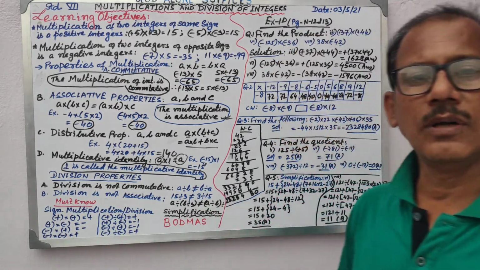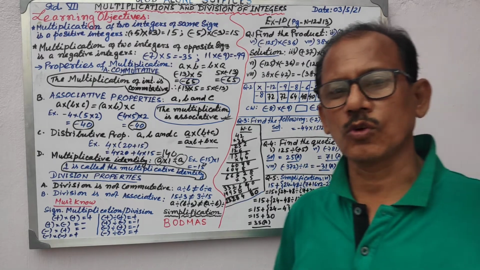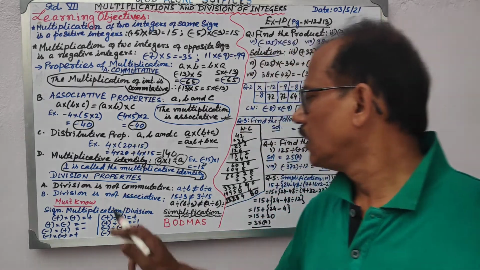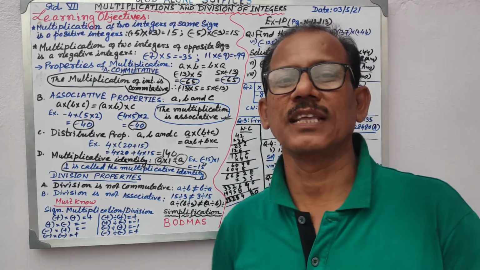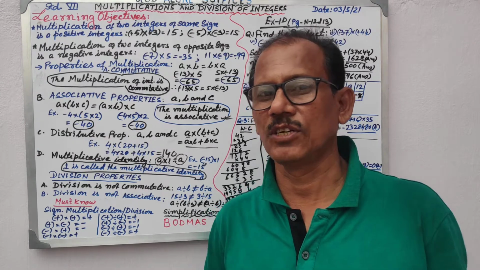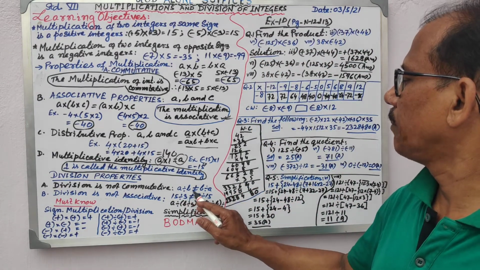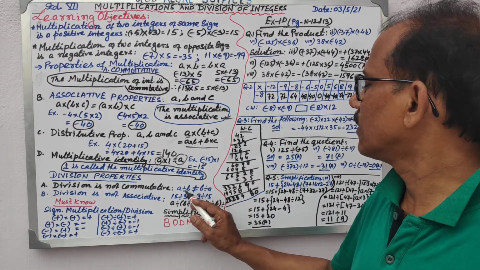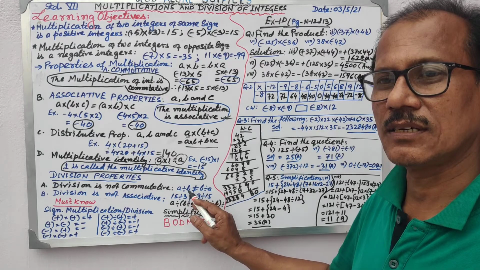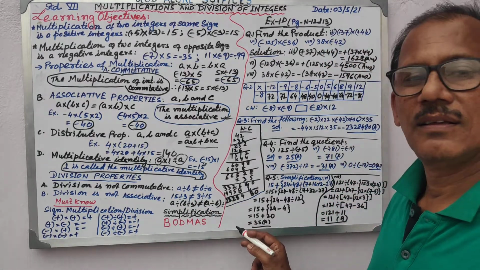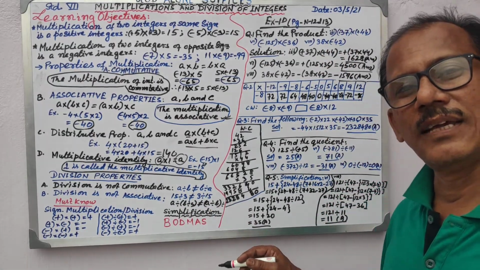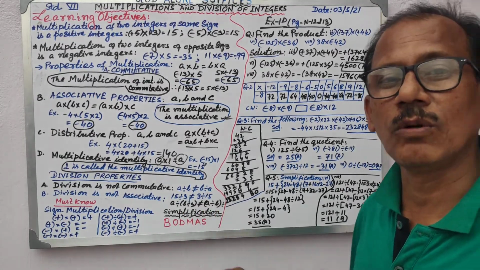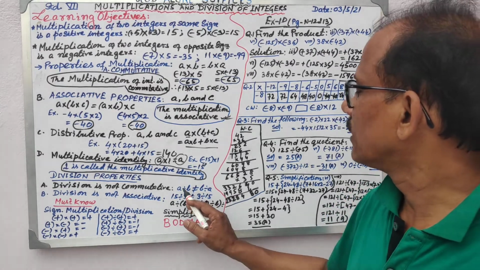Now the division property. Division is closed. The closure property is applicable for all four operations. Division is closed, but division is not commutative, just like subtraction. Subtraction is not commutative, and division is also not commutative. Why? A divided by B is never equal to B divided by A. Dividend divided by divisor will never equal divisor divided by dividend. For example, 15 divided by 3 will be 5. But 3 divided by 15 won't be 5, it will be 1 by 5. So it is not commutative.